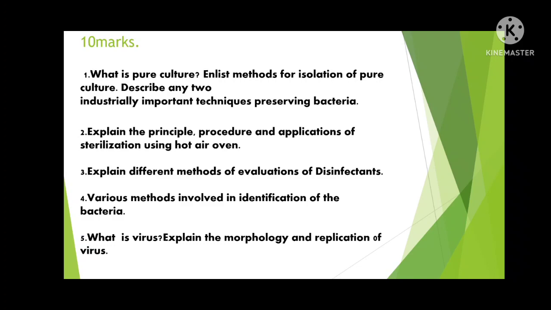The next question is that you have to write the industrially important techniques for preserving bacteria. Next, explain the principle, procedure, and applications of sterilization using hot air oven. Sometimes they will ask about the hot air oven or autoclave, or they will ask steam distillation method. Write the procedure, principle, and application of thermal sterilization method. Give principle, construction, working of a thermal method of sterilization. There you have to write hot air oven. It is an understandable question. Then explain different methods of evaluation of disinfectants. Phenol coefficient is compulsory here.